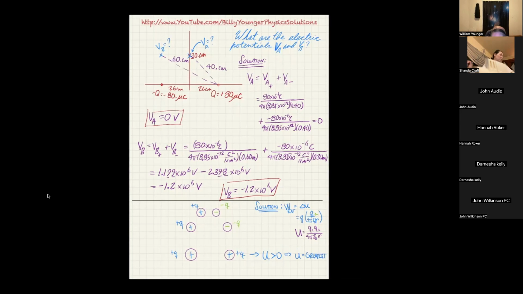Okay. And that we should expect, right? Two positive charges next to each other. They don't like that, right? They don't want to be there. In fact, if you let them go, the two charges are going to run in opposite directions to try to get away from each other.